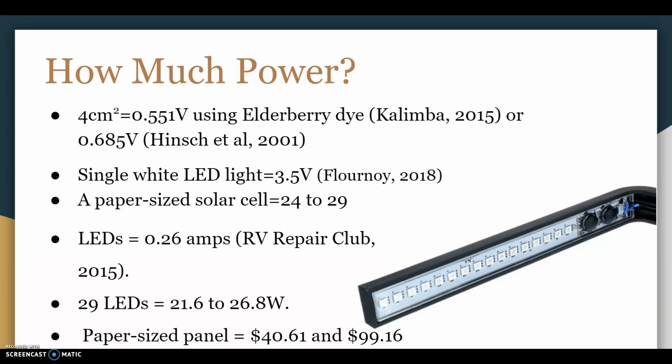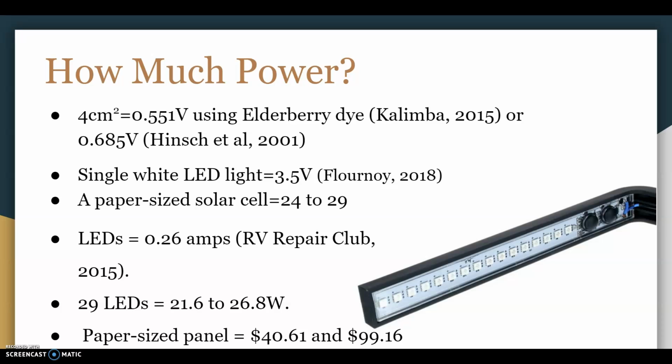Looking at a single white LED light, it needs 3.5 volts to be able to be illuminated. Putting that into perspective, a paper-sized solar cell would be able to illuminate 24 based on the low number, or 29 based on the high number, LED lights. These are those little diodes in there. So it would be able to light up about 2 of these little lamps, and that would give a good amount of light, just the size of paper.